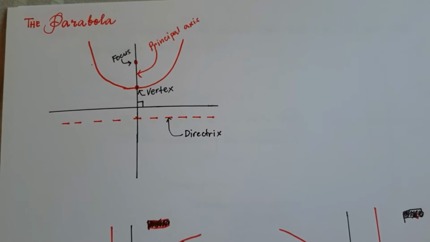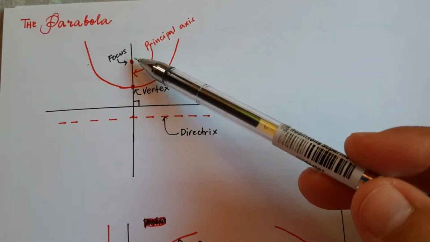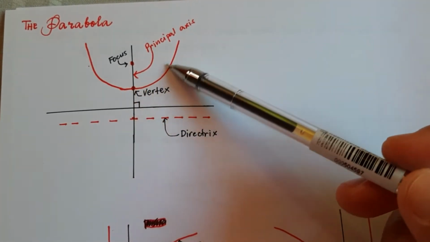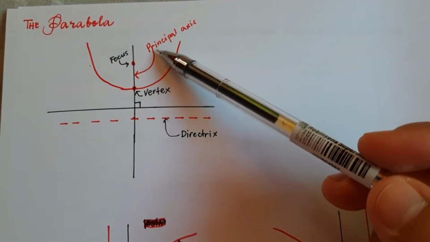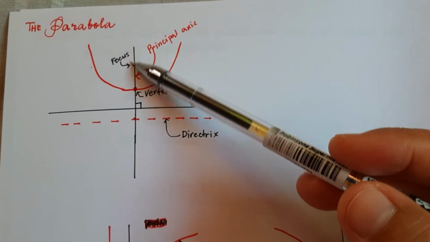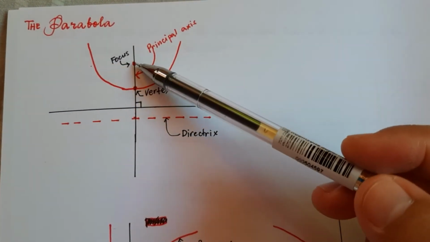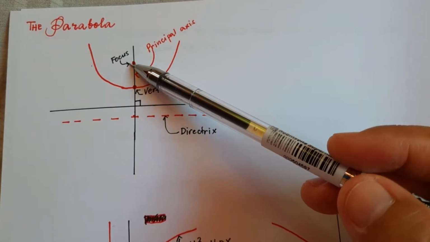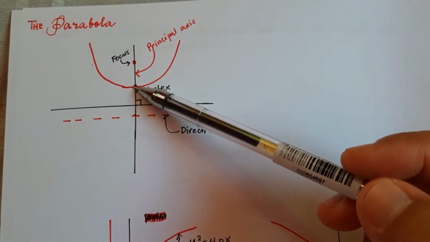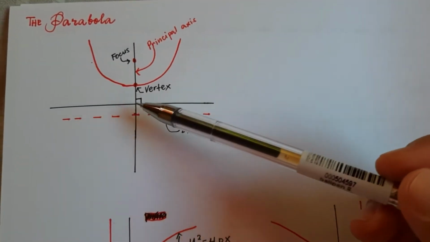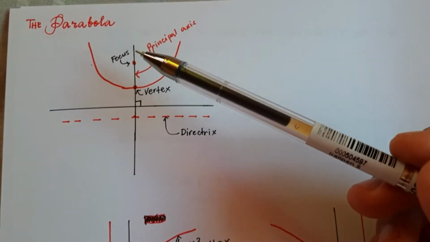Okay, again, yung focus ay laging nasa opening ng parabola. Ayan. And then, kung saan siya naka-open, doon din nakalocate yung kanyang principal axis. Ayan. So, kung mapapansin nyo dito, naka-open siya upward, kaya yung focus niya nasa taas. And then, ang vertex, ito yon. And then, yung directrix, lagi siyang nasa likuran ng opening ng parabola.